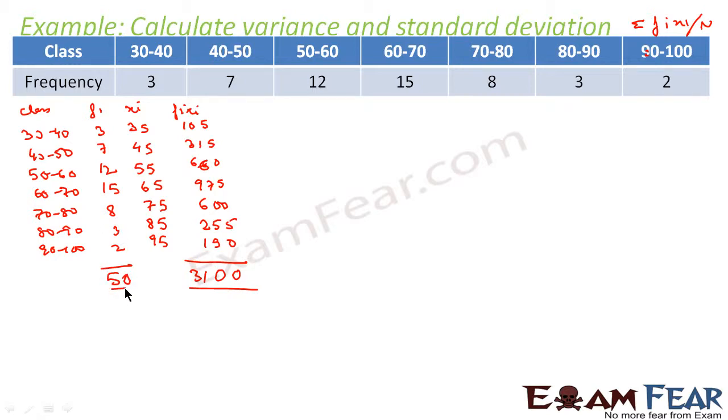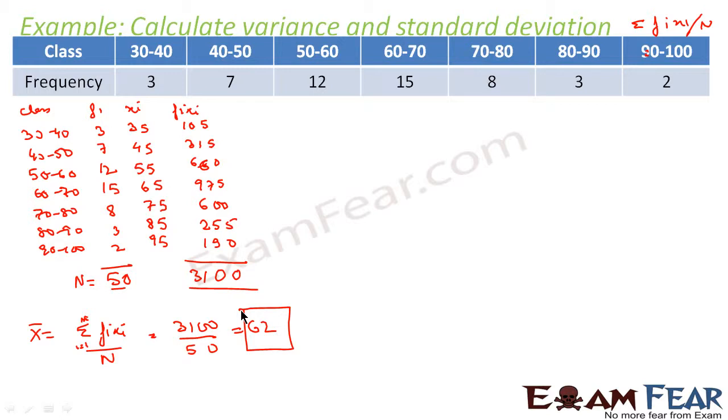So we have sigma fi xi and we have sigma fi, that is n, so we can find the value of the mean. The mean is the summation of fi xi by n, which is 3100 by 50, and this value comes out to be 62. So the mean is equal to 62.